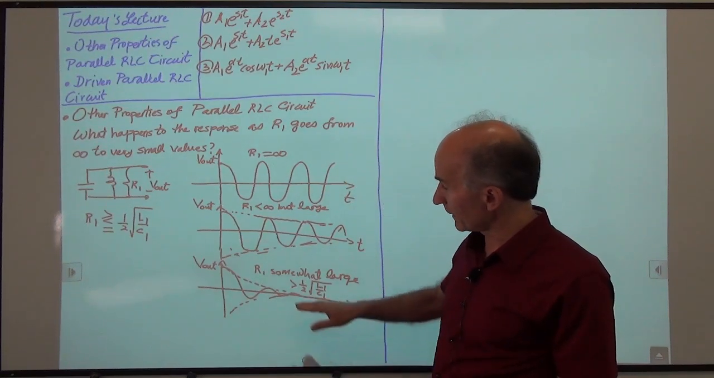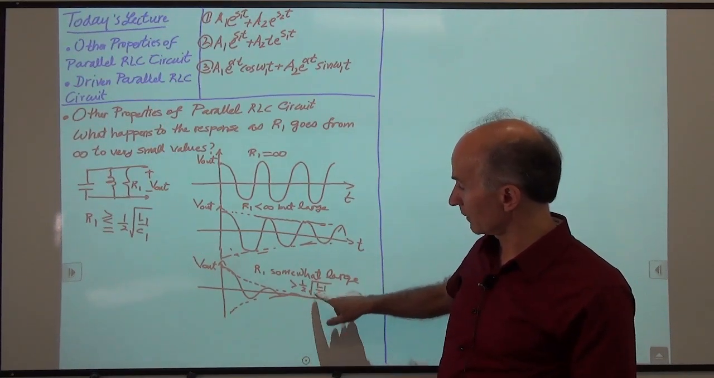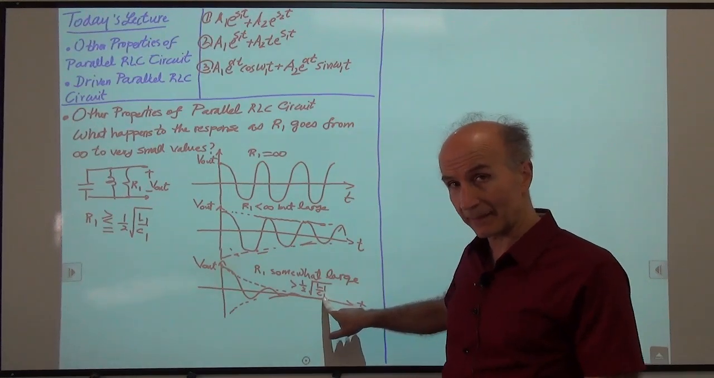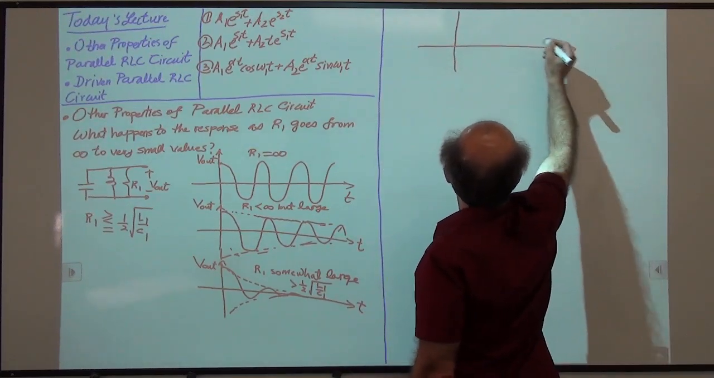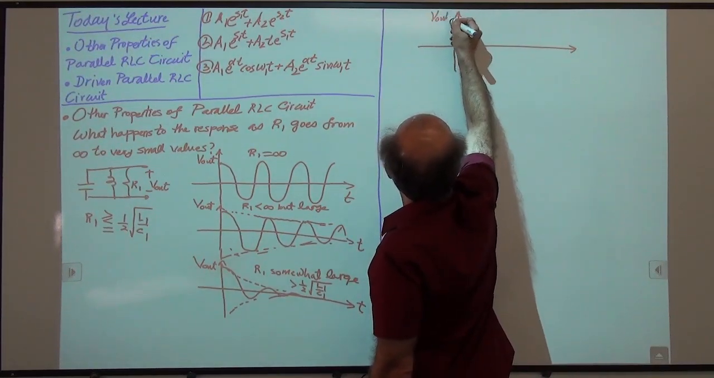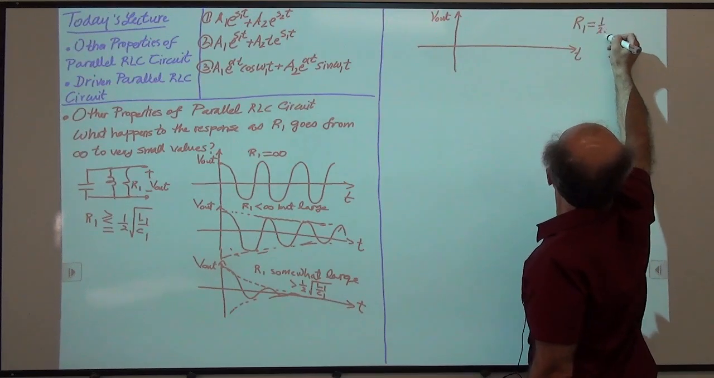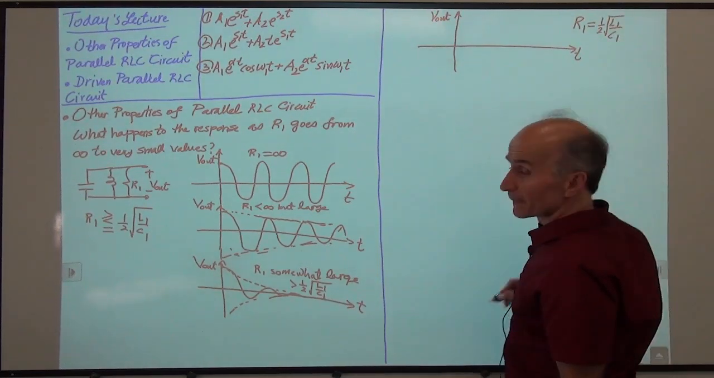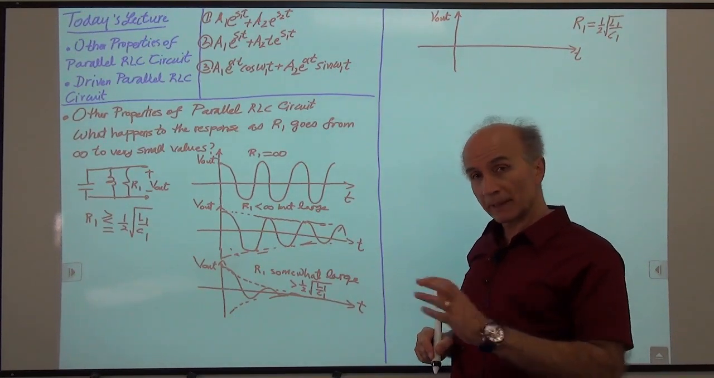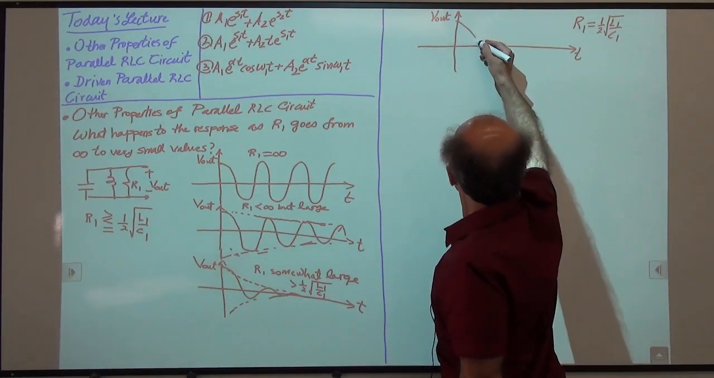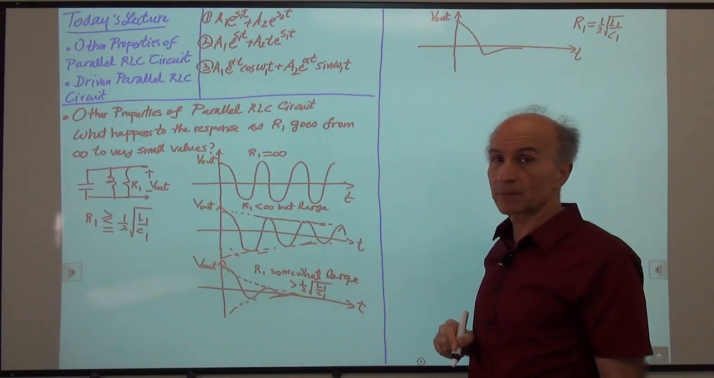Okay, and then what happens if we keep reducing R1 further? Well, eventually we reach this limit of 1/2 root of L1 over C1, so we reach the critically damped situation. So I'll draw that here. We say V out as a function of time, and we are right on the edge. So R1 is 1/2 of root L1 over C1. Now, as we saw before, V out has just a dip, but it settles pretty quickly. So V out comes down, has a little dip below 0, and then it settles. Okay, so that's critically damped response.